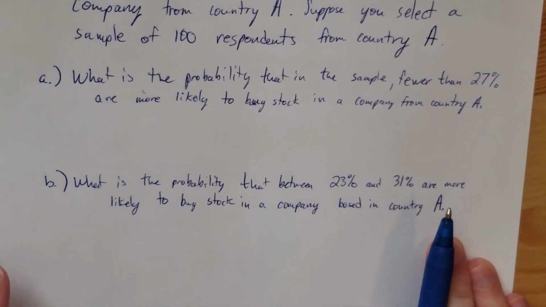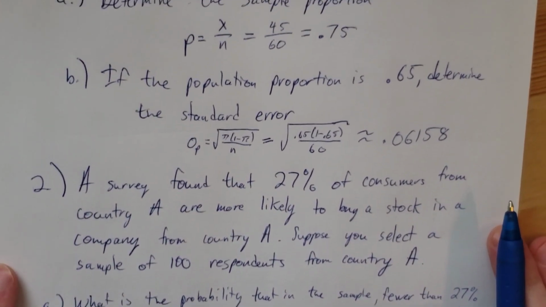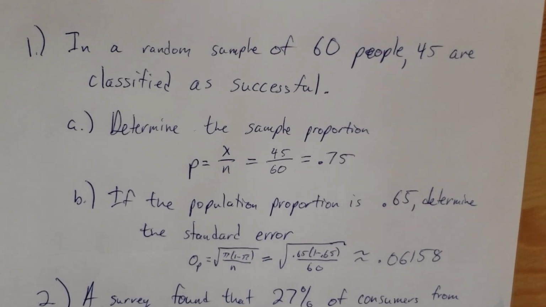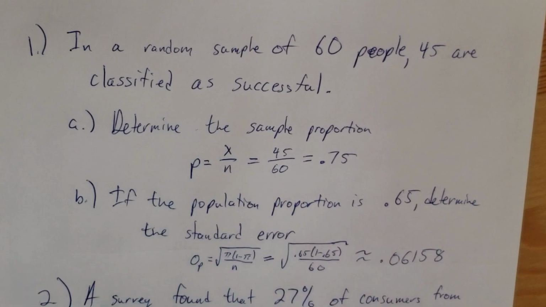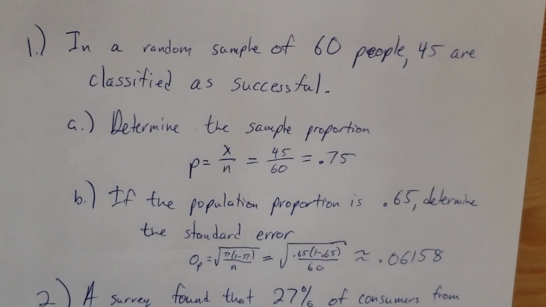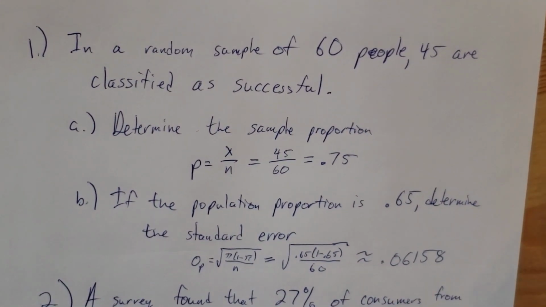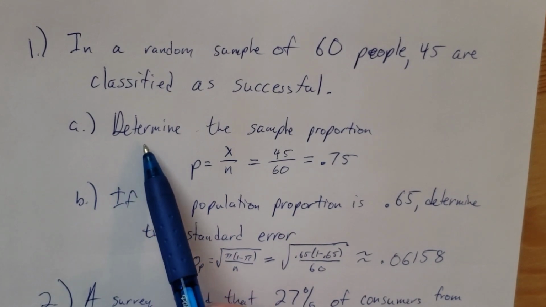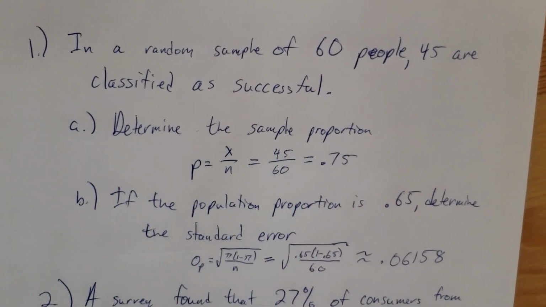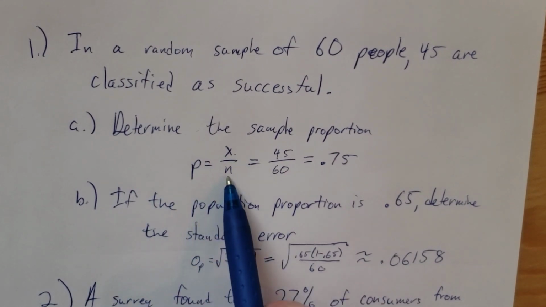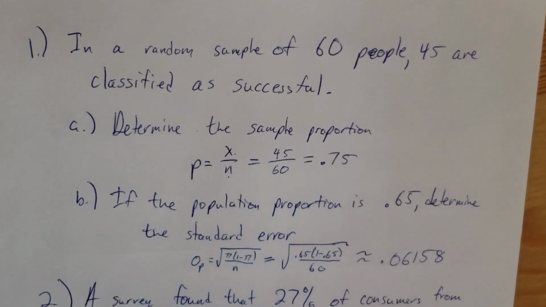We have 2 examples with 2 parts each here. First example is in a random sample of 60 people, 45 are classified as successful. So our 2 categories are successful or not. And then the first question here is determine the sample proportion. Well, we just use that first formula. The number of successful people is 45. The sample size was 60, so it's 45 out of 60, or in other words, 0.75.